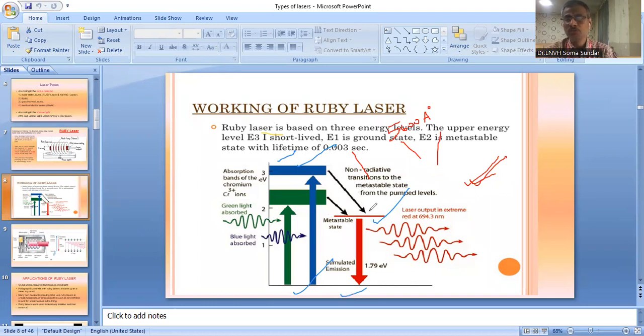Usually, at room temperature, most of the atoms will be in the ground state. Now, what will happen?